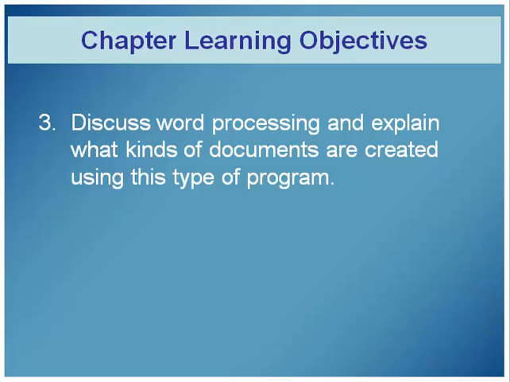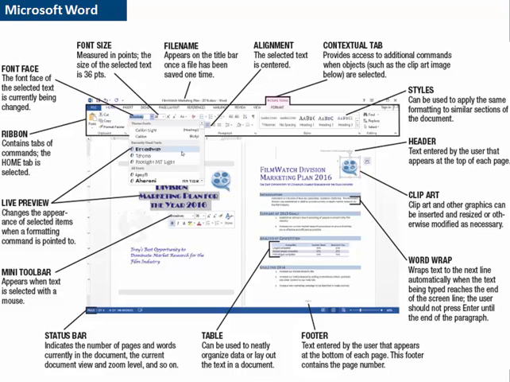Okay, chapter learning objective number 3 of these 8 learning objectives. Discuss word processing and explain what kind of documents are created using this type of program. I'm not going to say very much about Microsoft Word. You've got the book, you can read the chapter, and as you read through Microsoft Word, you might find that to be informative in a way that is, like, wow, I've used word processing my whole life, and I've never realized everything that I was doing there.